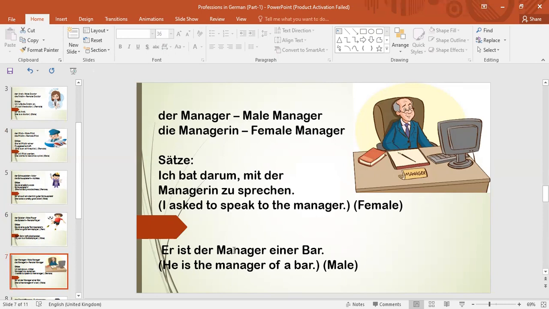Then, er ist Manager einer Bar. He is the manager of a bar.